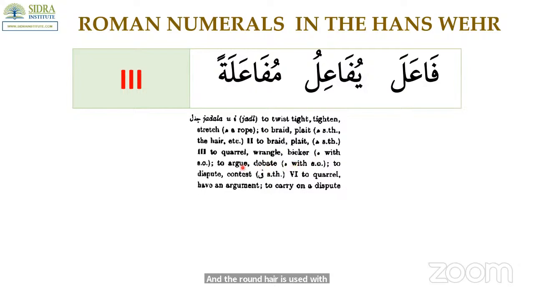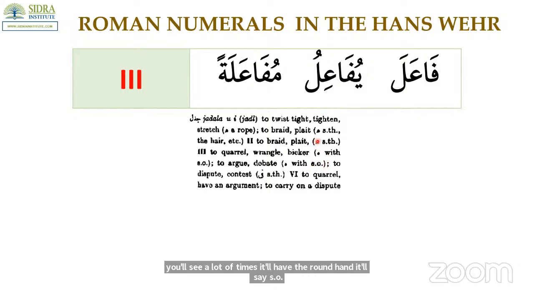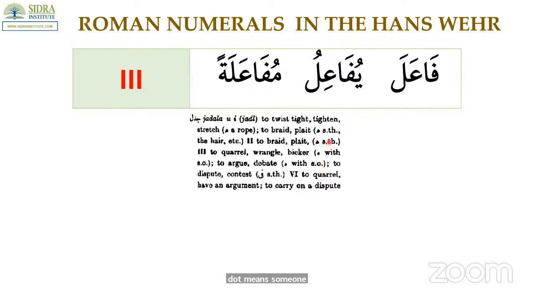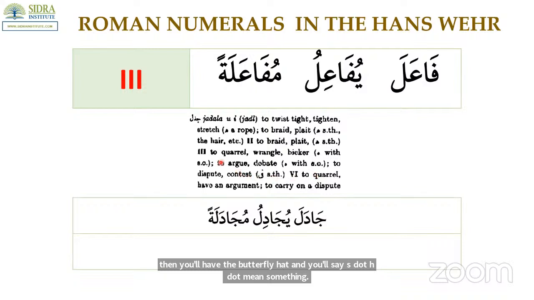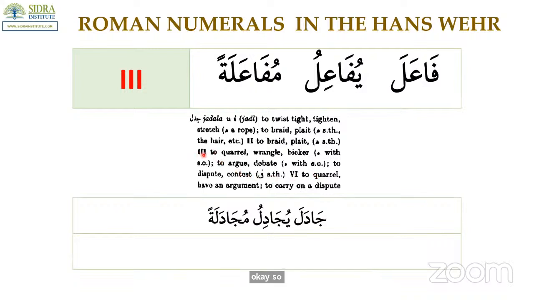That's why you'll see a lot of times it'll have the round ha and it'll say S dot O dot means someone, and then it'll have the butterfly ha and it'll say S dot TH dot means something. Okay, so Hansworth expects you to see number 3 and be able to conjugate this verb pattern if you want to use it in the sentence.